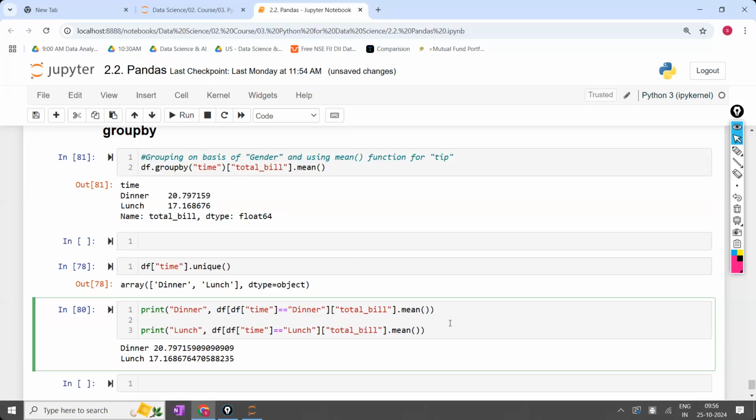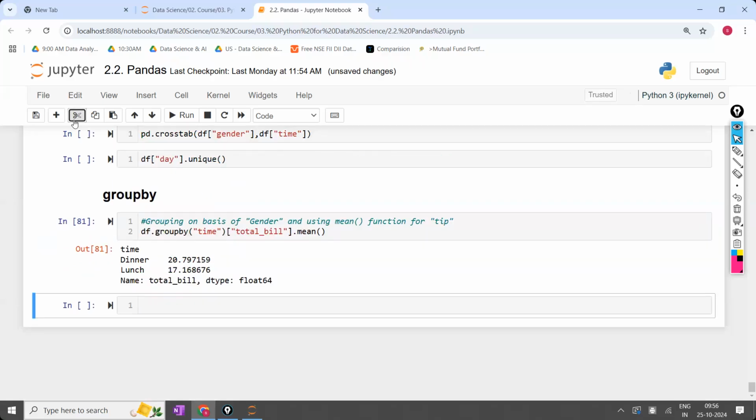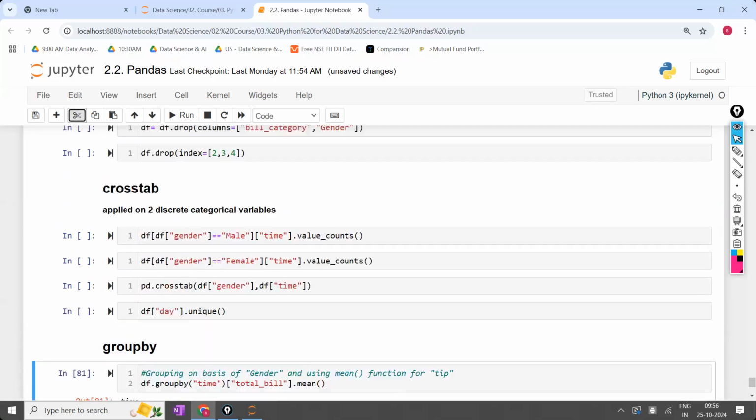Is the point clear now? I explained in detail in the last class, on a small data set, how it is separating the records of each group. Clear, guys? Now, this is the group by function and all these things. Next comes the crosstab.